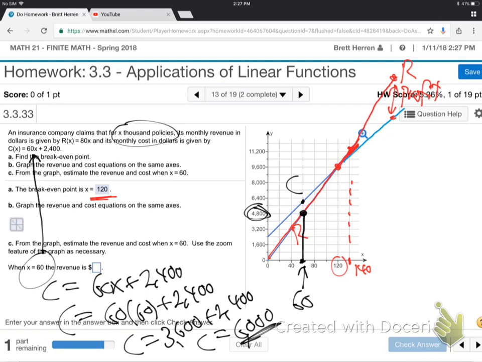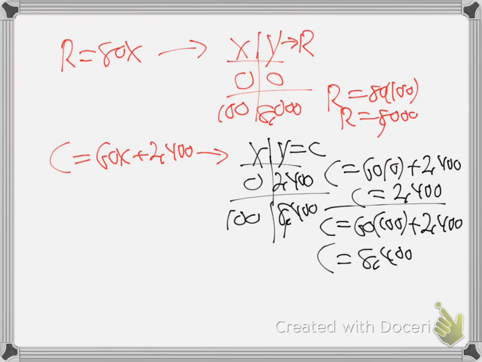Is that good? Everybody okay with how I found that? Let's go back and answer those. Cost was 6,000, revenue was 4,800. Everybody okay with that one? Were there any questions on that last one? Is that good? All right, so there's the stuff we worked out.